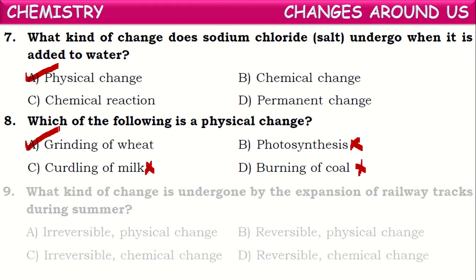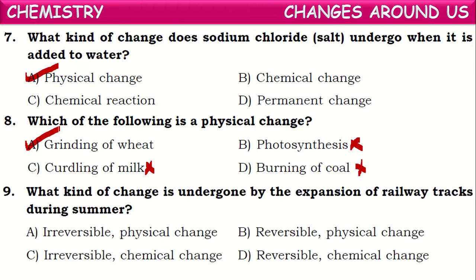Okay. Next, what kind of change is undergone by the expansion of railway tracks during summer? We know these railway tracks are made up of iron and steel.